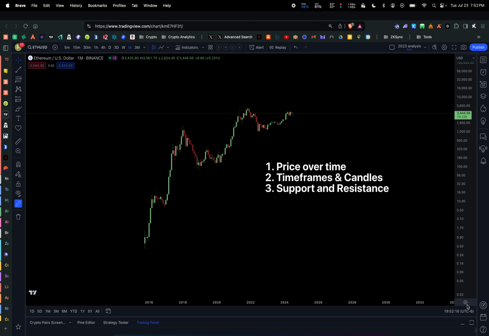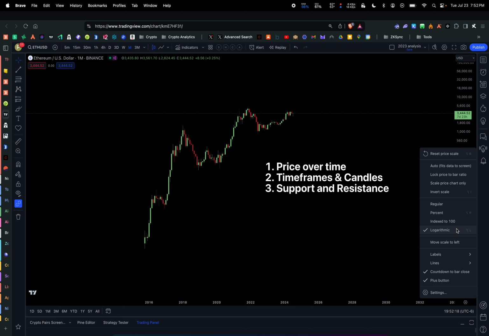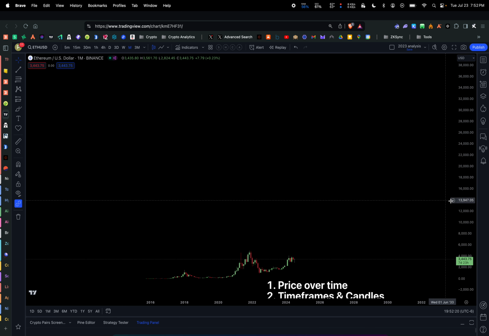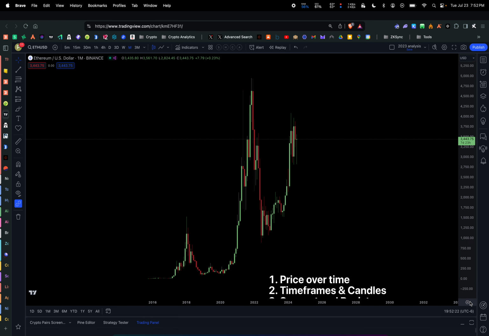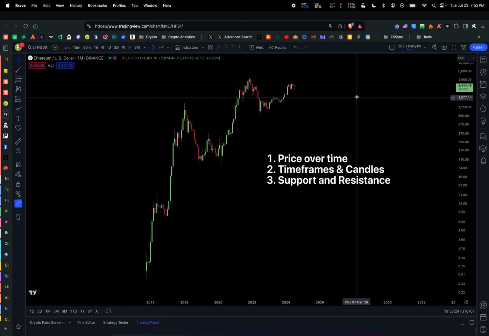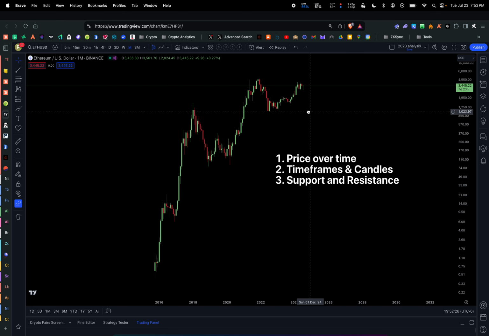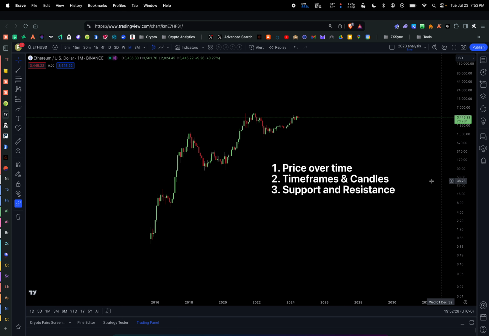Next, at the bottom right, click on this and hit logarithmic. Your chart's going to look like this otherwise: ugly with jagged edges. Use logarithmic. Why? I don't know why, because everybody that taught me TA, the people online that I paid for courses from, say to use logarithmic.